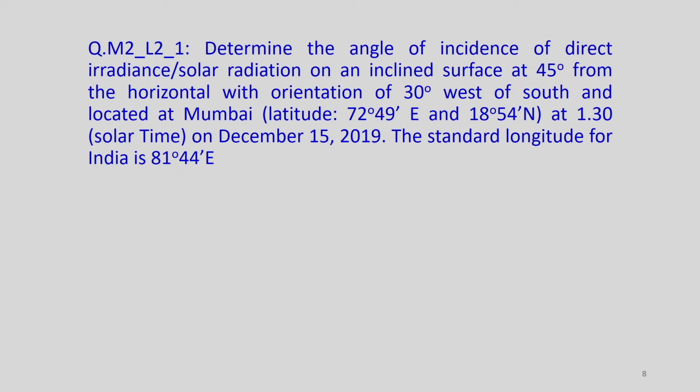Location is given as 72 degree 49 minute east and 18 degree 54 minute north, at 1:30 hours. Okay. This is 1:30 hours on December 15, 2019. Say the standard longitude for India is 81 degree 44 minute east. Okay. So, if we have to start this problem, then we will start with the data. So, the solution goes something like this.